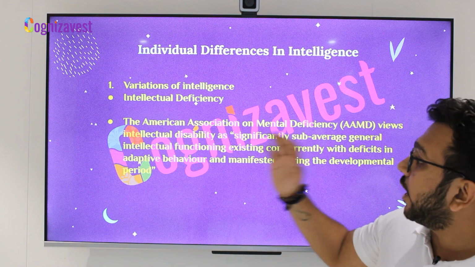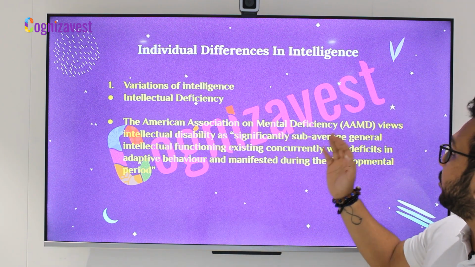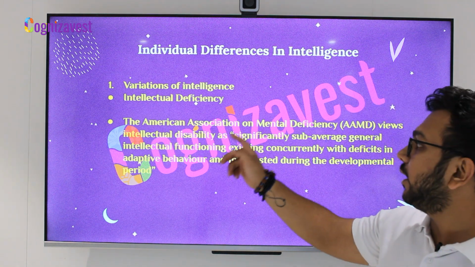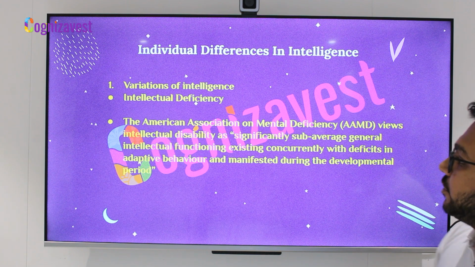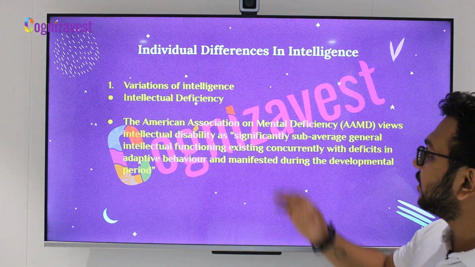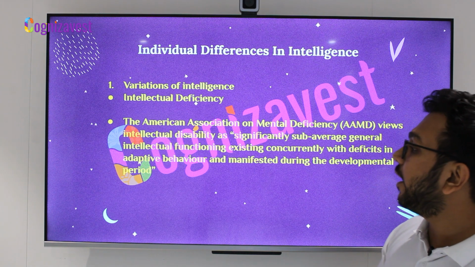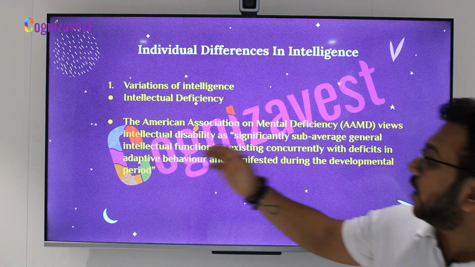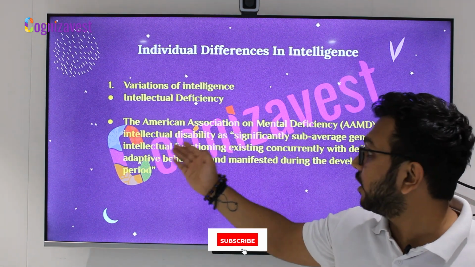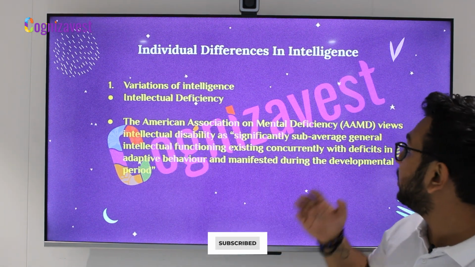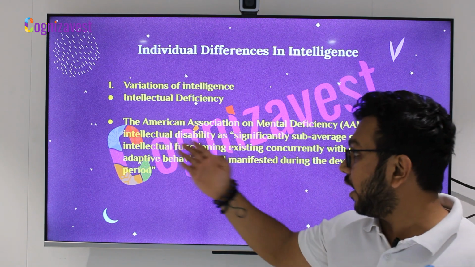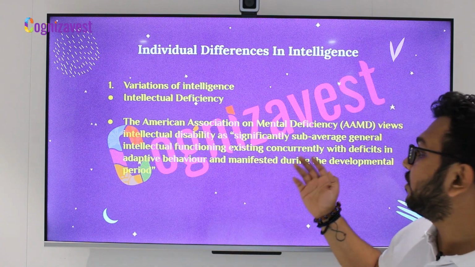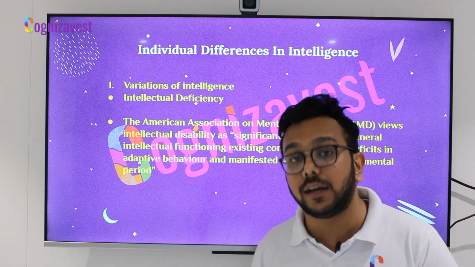The definition you have to write is the American Association of Mental Deficiency, which is AAMD, gave views on intellectual disability as significantly sub-average general intellectual functioning existing concurrently with deficits in adaptive behavior and manifested during the developmental period, right? So here they say that they have sub-average intellectual functioning, which is also related existing with adaptive behavior, inability to adapt to new situations, etc., and manifested during the developmental period, during the early period. Okay.